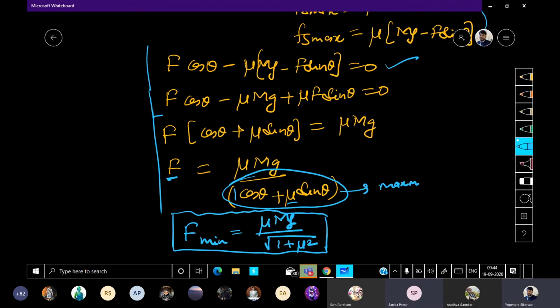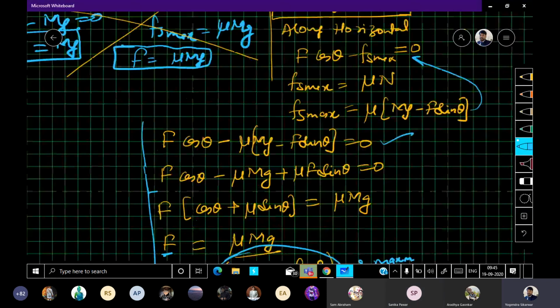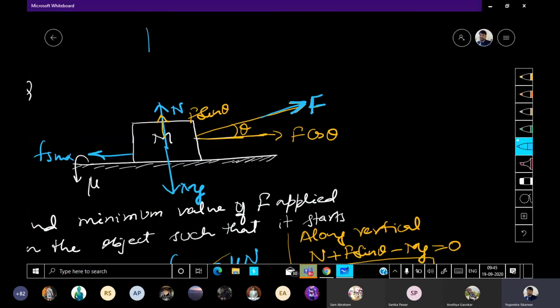What we answered, mu mg, wasn't even the Fs. See, maximum can be any value. It can be infinity also. If you don't want it to move, you can increase the value up to any extent. No, up to which it starts, that's what I am saying. Maximum can be any value. If you start applying force in this direction, let's say this direction, F, the block will not move.